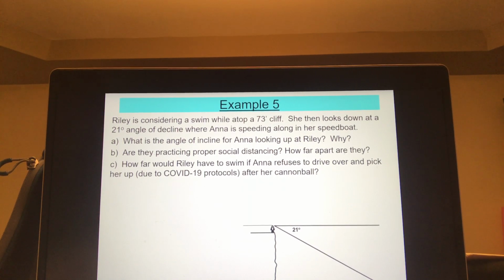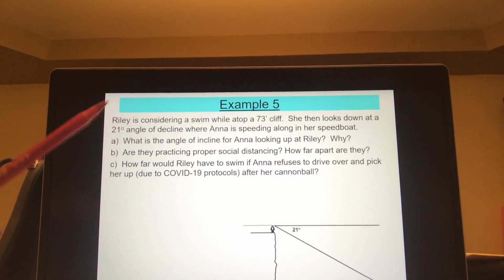If you wonder what everybody's up to when school's closed, some people are at home studying, some people are bunkered down in their basements. Riley went out for a swim, and Anna was riding around on a speedboat on this problem.